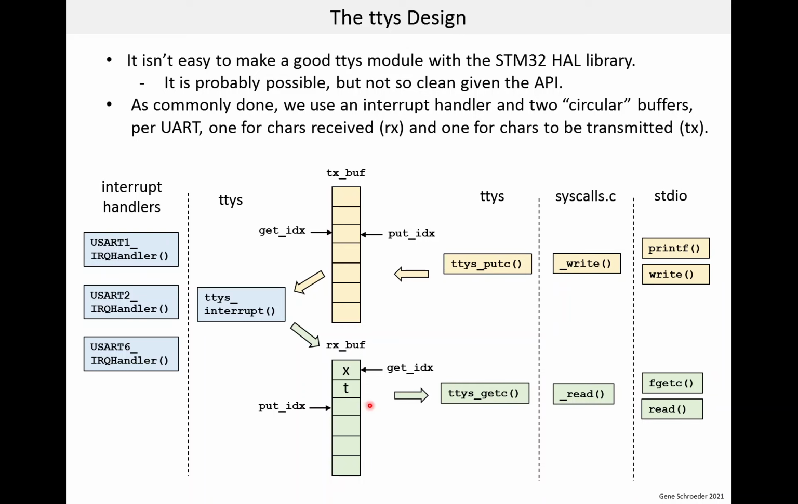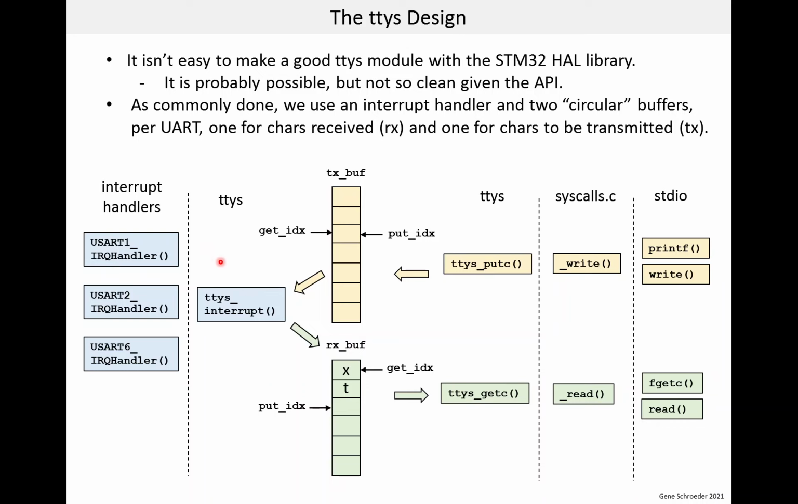In this slide, the yellow color is used for things that transmit characters out to the UART. The green color is used for things that receive characters from the UART. And then these blue things are things that handle both sides.